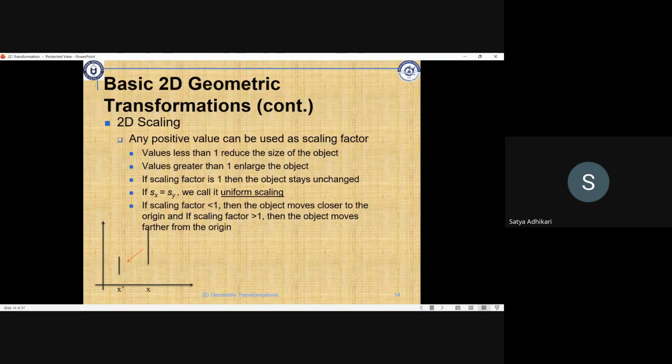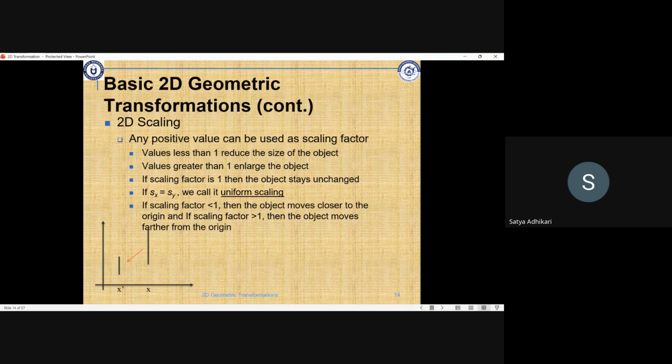That is, if sx is less than 1, then if we multiply, it will be reduced. For example, 50 into 1 by 2, which is less than 1, you get 25, a value less than 50. Similarly, values greater than 1 enlarge the object, and if the scaling factor is 1, the object stays unchanged. The size remains exactly unchanged. If sx and sy are equal, suppose sx is equal to 2 and sy is 2, this is called uniform scaling. That is, we are increasing the size along the x-axis and y-axis uniformly.